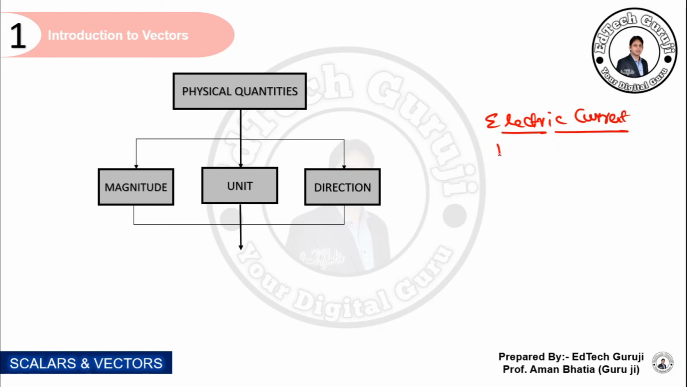What is the direction? Current always flows from higher potential to lower potential, so it goes from plus to minus. So is it a scalar or a vector? Now many students may refer to electric current as a vector quantity. However, students, this is not correct. Electric current is not a vector quantity. Now, you may ask, sir, it has magnitude, it has unit, and it also has a direction, so why is it not a vector quantity?